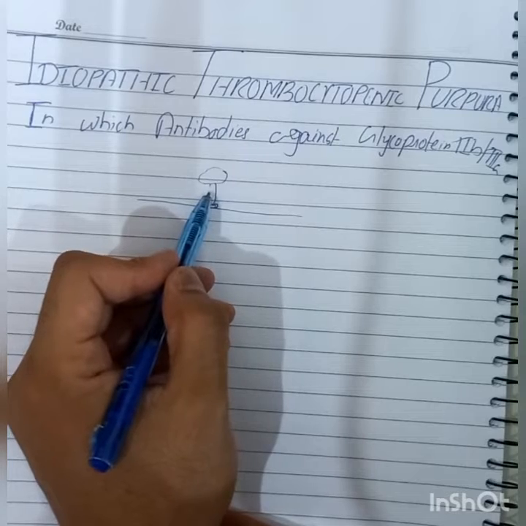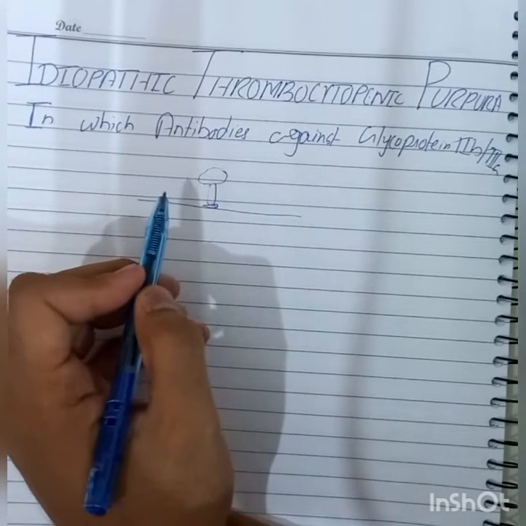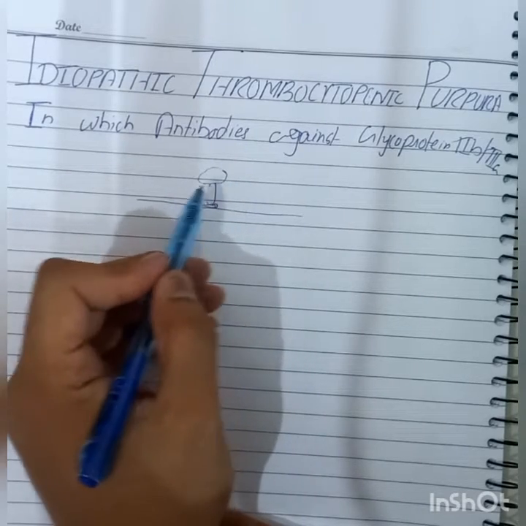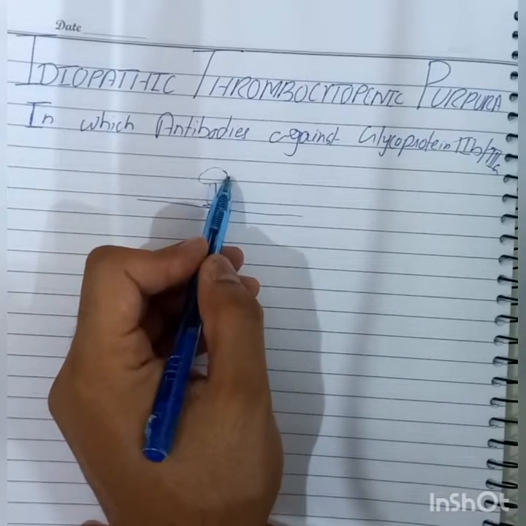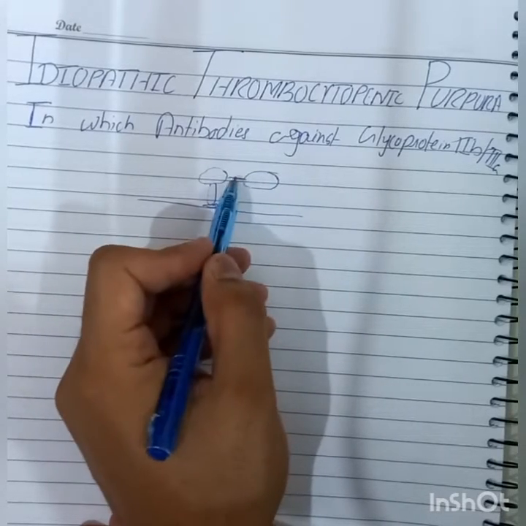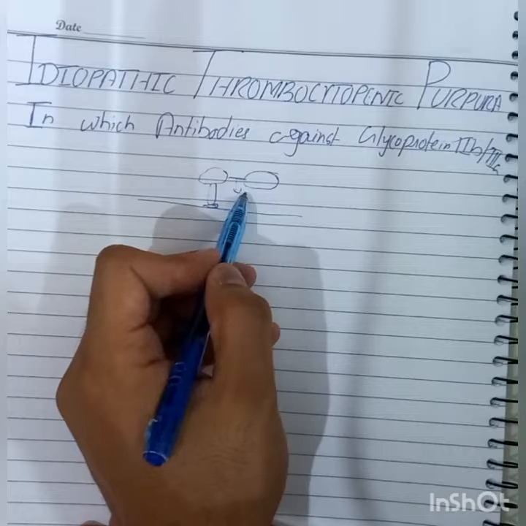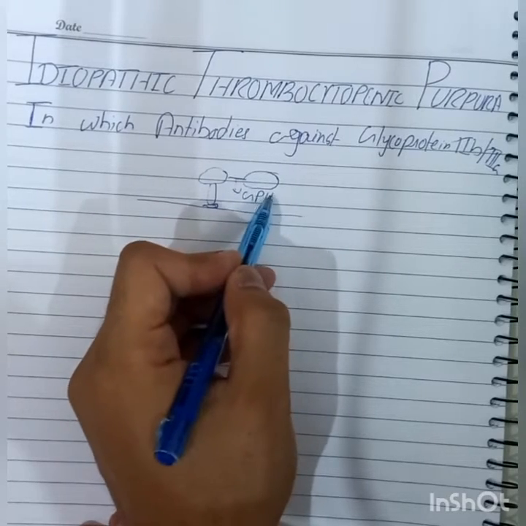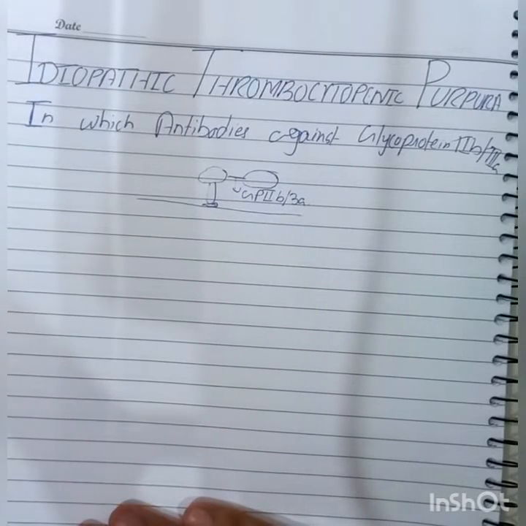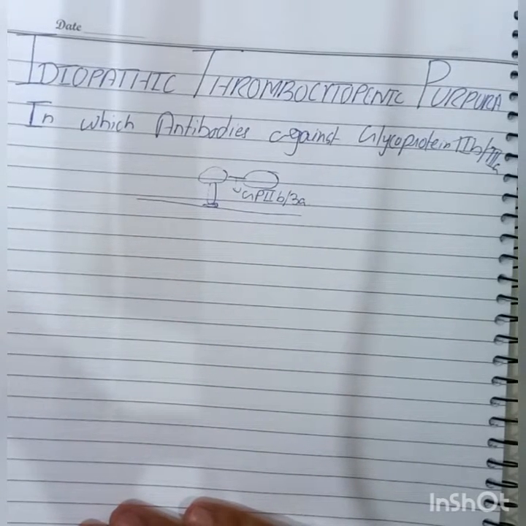So there is no function, or less function, of the glycoprotein 2b3a receptor there, but the most important function of the glycoprotein 2b3a receptor is that when one platelet binds to a second platelet, it means aggregation of the platelets occurs. It is due to the glycoprotein 2b3a receptor. So this is its most important function.